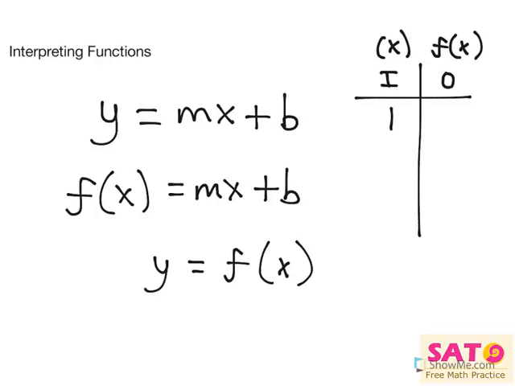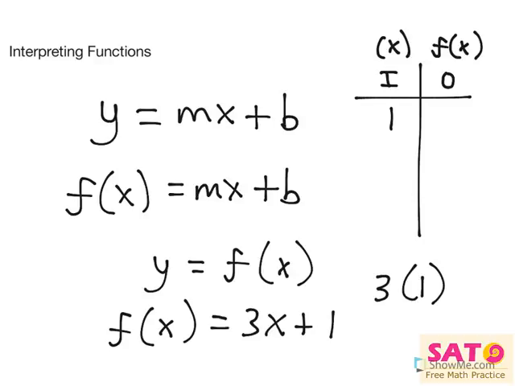Let's say we have an equation f of x equals 3x plus 1. So x would be 1, and we solve the equation like normal. So 3 times 1 plus 1 equals 4. We can do the same for 2 and 3, so we would get 7 and 10. It's just like a regular linear equation, except we are using a different notation to make this easier to solve for real-life problems.